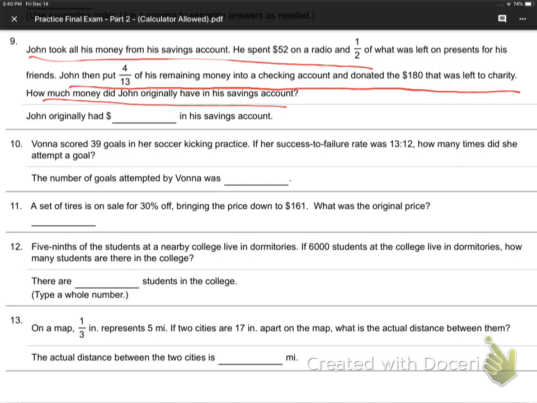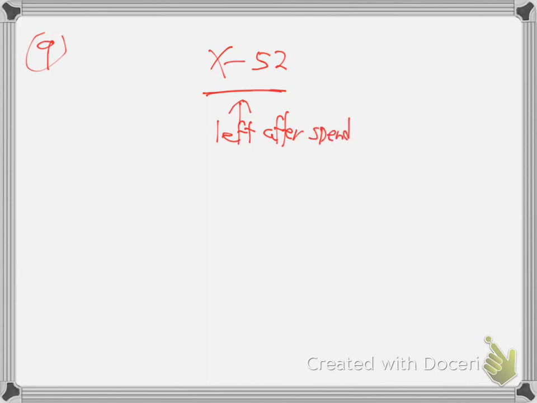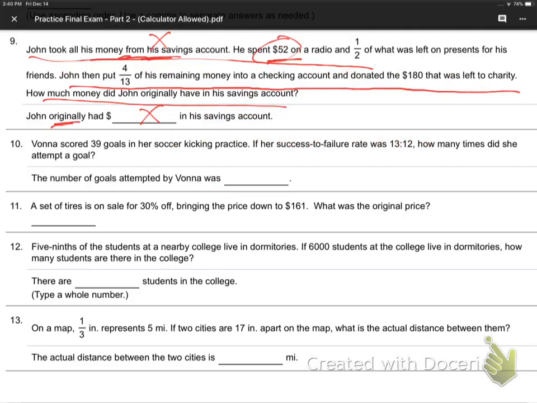All right, let's go through it. So what's the first thing John did? He spent 52. Let's say he took x out of his savings account. That's what we're trying to figure out: x, how much he had originally. He took his money out, x, and then he spent 52. What does that do? That's x minus 52, right? This is the amount left after spending 52.